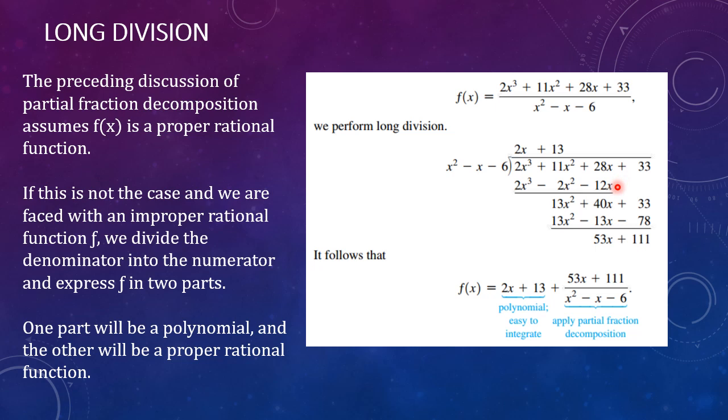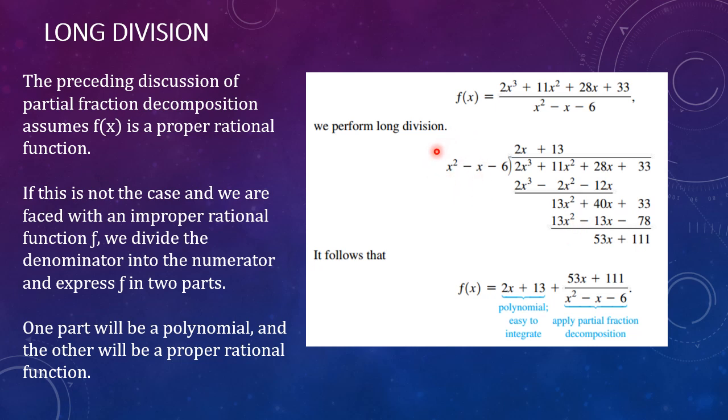28x minus a negative 12x is plus 12x, which gives me 40x. 11x squared minus a negative is a plus 2x squared, gives me 13x squared, and 2x cubed minus 2x cubed gives me 0. I bring down the next term, and I look at the first term here.